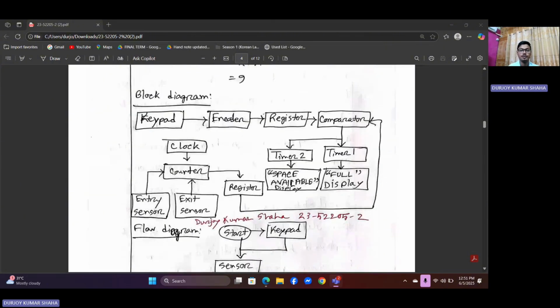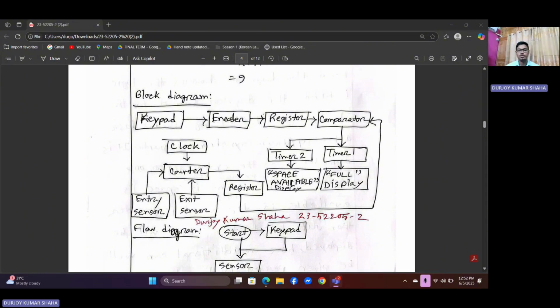The process begins with a keypad where the user inputs data. This data goes to an encoder, then to a register, and finally to a converter to check if the parking is full or space available. We also use a clock and a counter to keep track of time and the number of cars. Entry and exit sensors detect whether a car has entered or exited. Based on that, the counter updates the car count in the register.